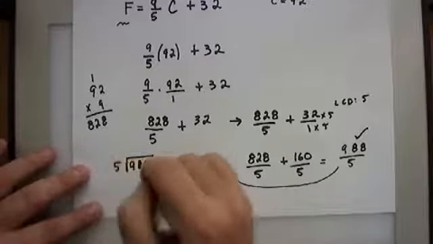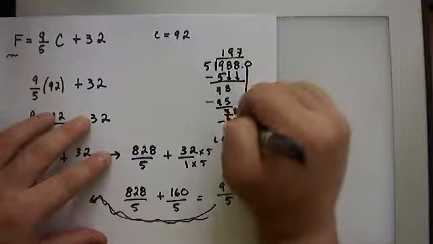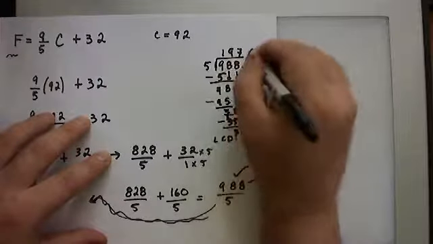988 divided by 5. 5 goes into 9 one time. 1 times 5 is 5. Subtract. We get 4. We bring down the 8, just like where we were a minute ago. 5 goes into 48, 9 times. 9 times 5 is 45. Subtract. We get 3. Bring down the 8. Almost run out of room here. 5 goes into 38, 7 times. 7 times 5 is 35. We get a 3. Remember, we had a decimal. Bring down your 0. 5 goes into 30, 6 times.